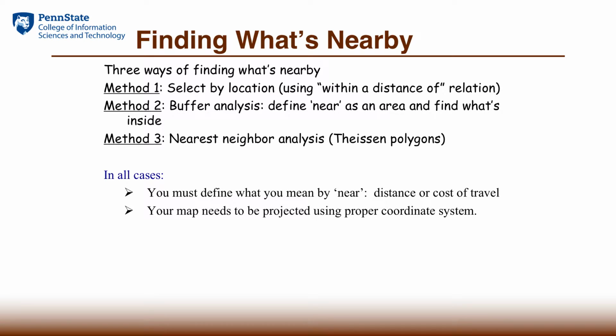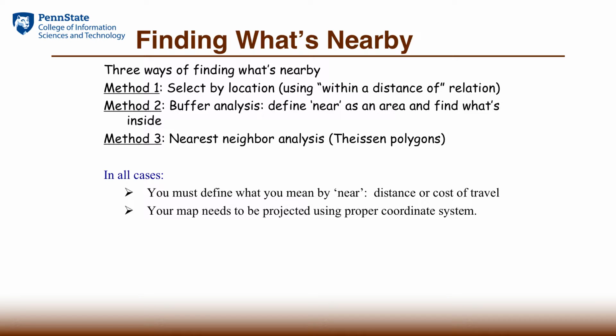There are generally three ways to find out what is near. The first you want to consider is to use select by location. Select by location techniques allow us to select features that are close to another feature with a distance relationship. Think about that option first, but select by location only helps you to highlight and select the features that are nearby.